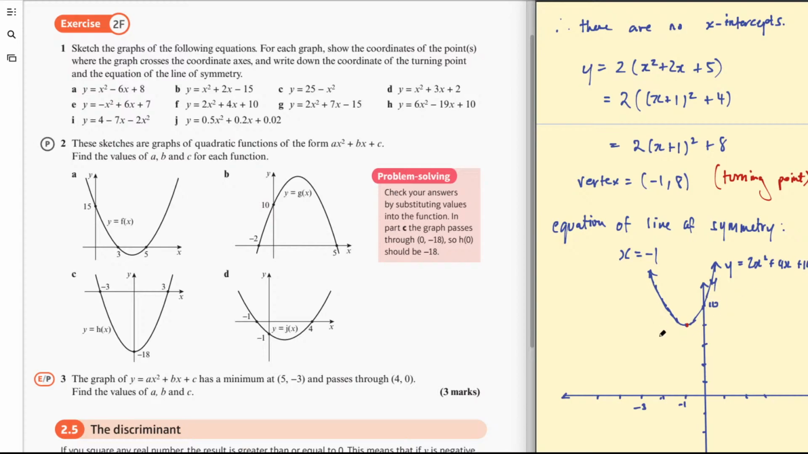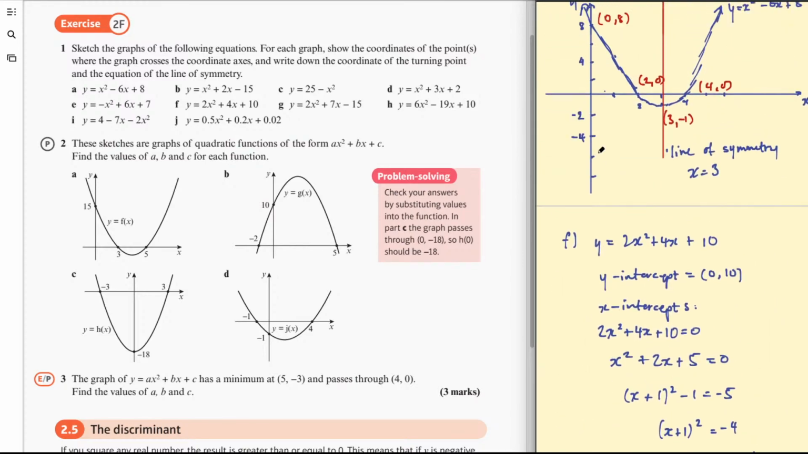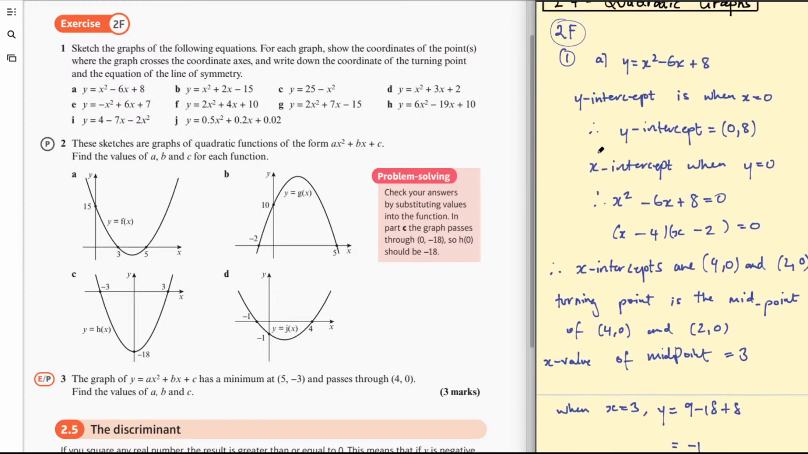This is the minimum, -1, 8. This is the y-intercept, 0, 10. And we also need a line of symmetry at -1. X equals -1. Alright, let's just go ahead and check that all of this is correct.